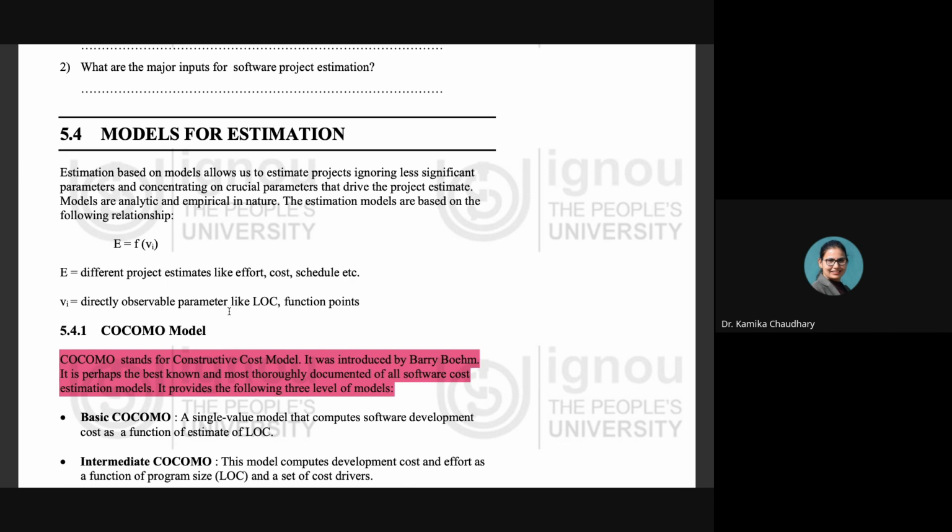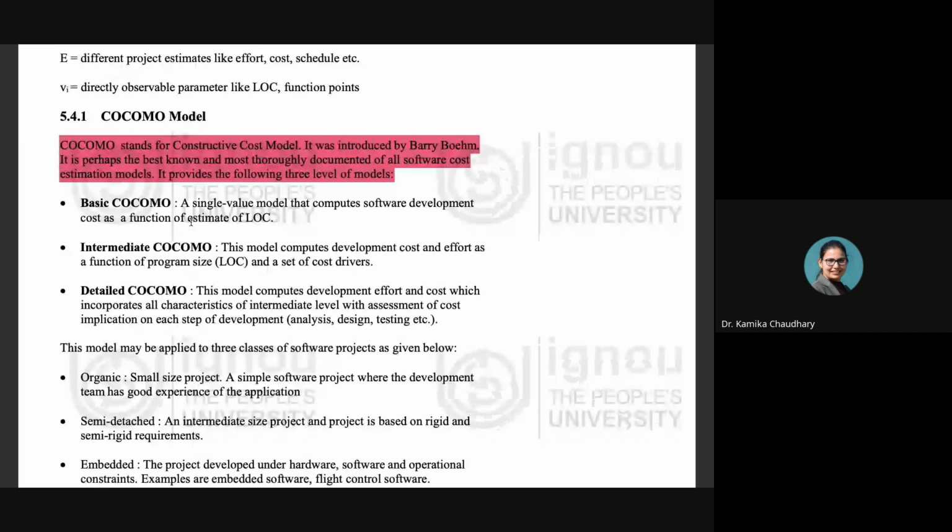First is our basic COCOMO, then we have the intermediate COCOMO, and then we have the detailed COCOMO. So COCOMO stands for what? COCOMO stands for the Constructive Cost Model. It is the full form of COCOMO. And it was given by whom? It was given by Barry Boehm. We also sometimes refer to the COCOMO model as the Boehm model because it was given by Boehm only.